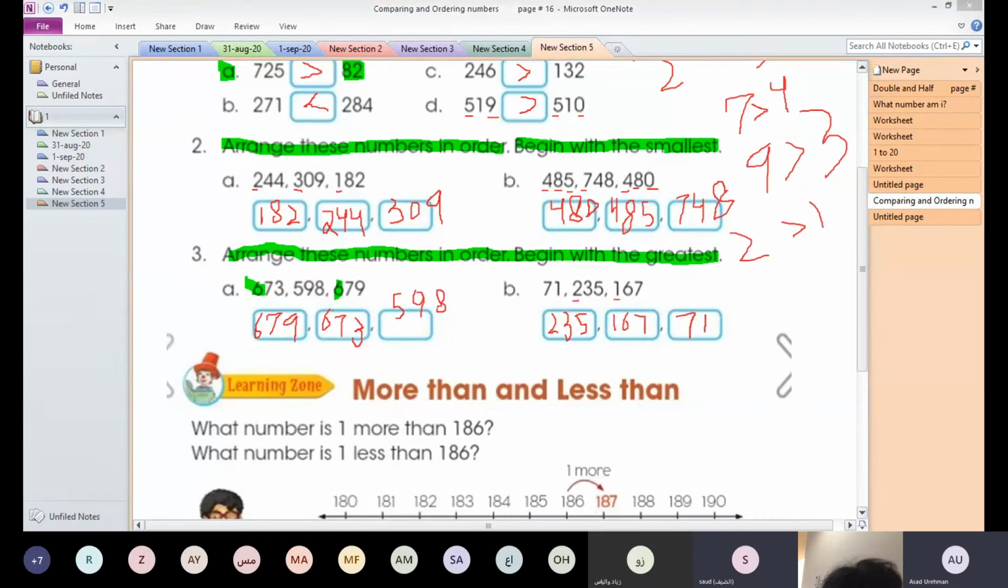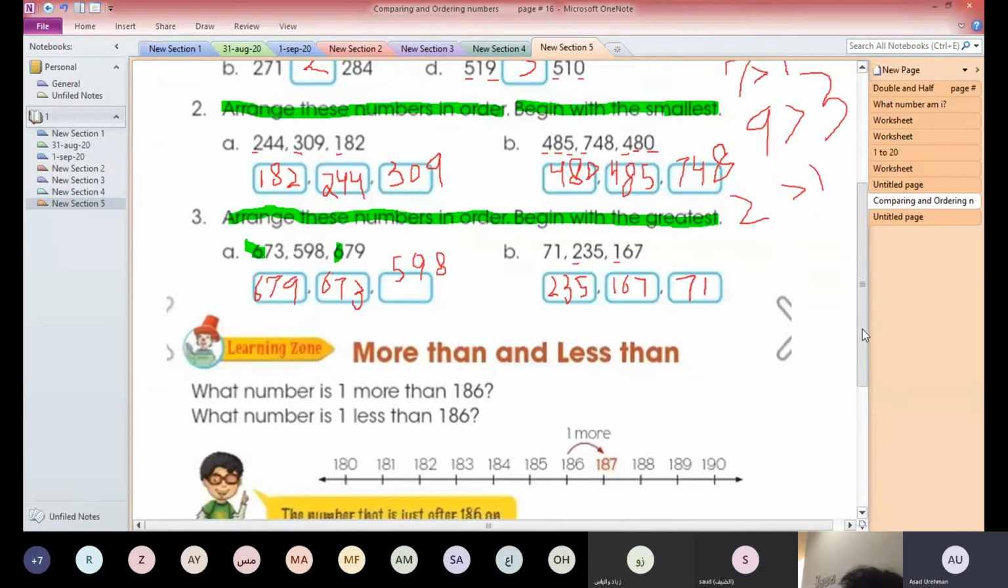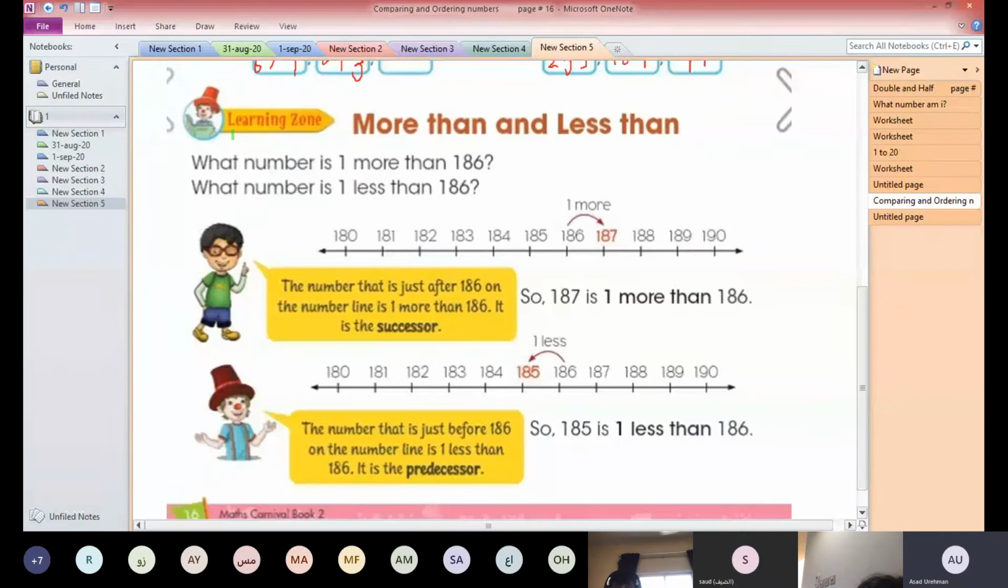Now I have muted all of you because we are going to start a new lesson, and that is more than and less than. Our new topic name is more than and less than. We are going to learn about more than and less than.